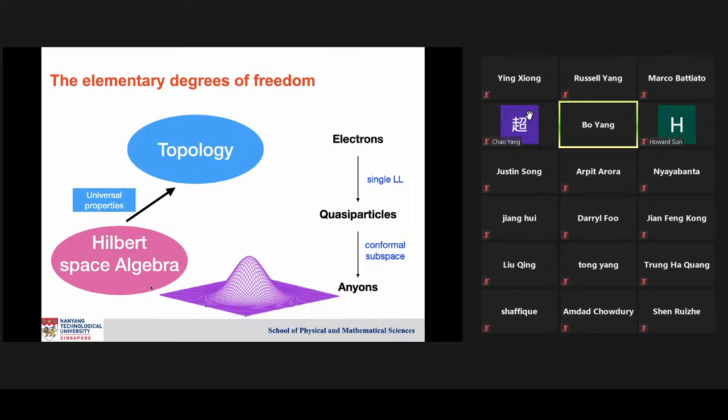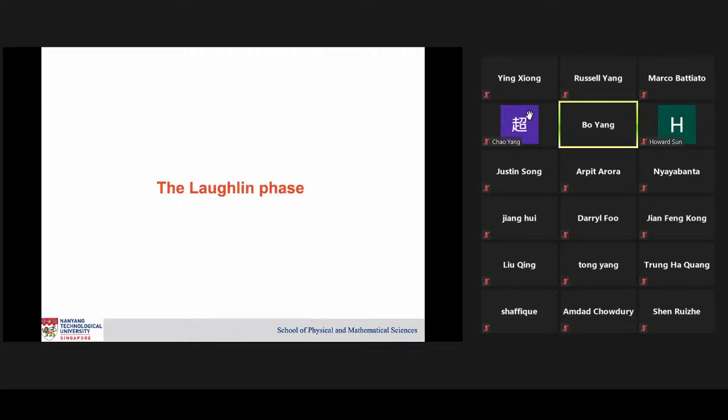Interaction or Hamiltonian, either kinetic energy or interaction, is just one way of realizing this truncation of the Hilbert space. And so the anyons become the fundamental degrees of freedom in these sub-Hilbert spaces. Okay, let's see how useful these things can be. So we talk about the Laughlin phase because the Laughlin phase is actually the simplest fractional quantum Hall phase, first discovered in experiment and very extensively studied in the literature.